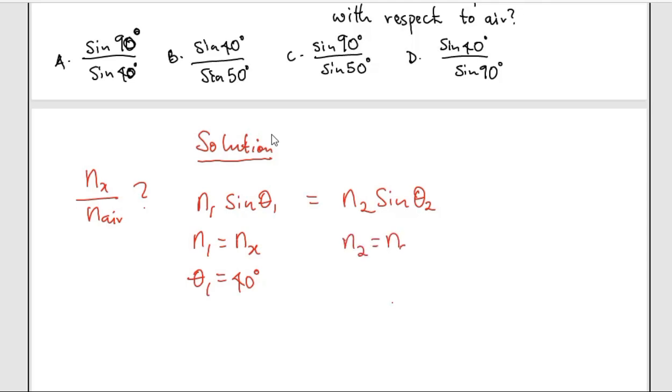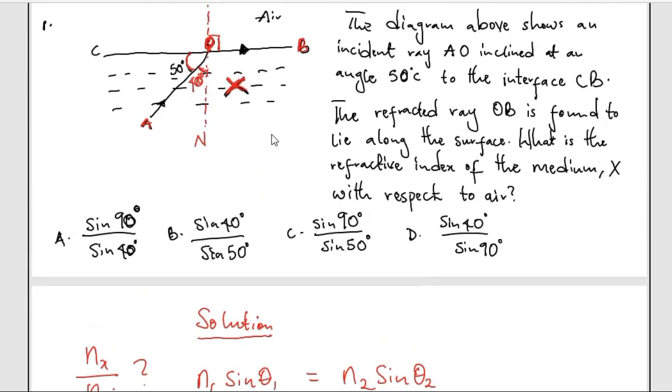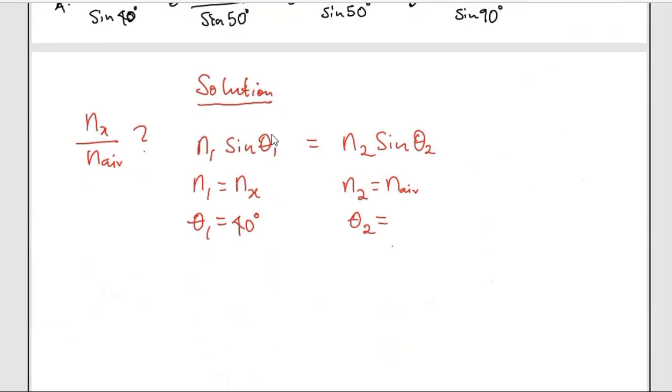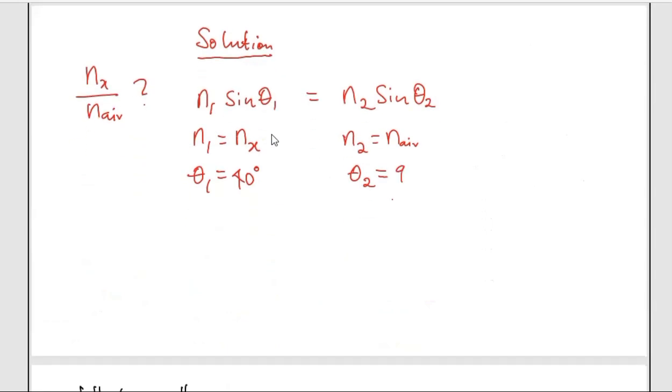Then my N2 will now become the refractive index of Air, while my theta 2 will now become the angle to the normal on the part of Air. So you can see the normal, then this is the angle to the normal. Remember that they say the refracted ray OB is found to lie along the surface. So you can see it's lying along the surface here. So this angle is 90 degrees. So therefore the theta 2 is 90 degrees.